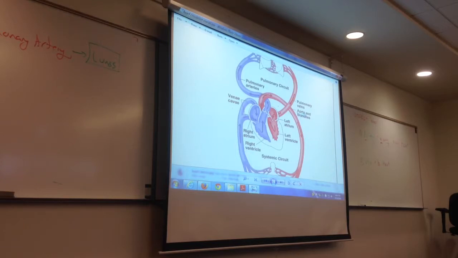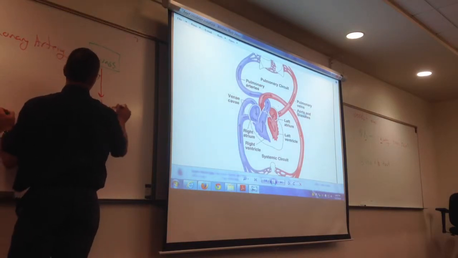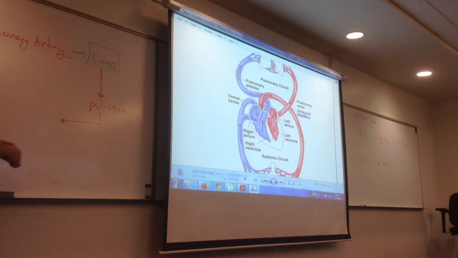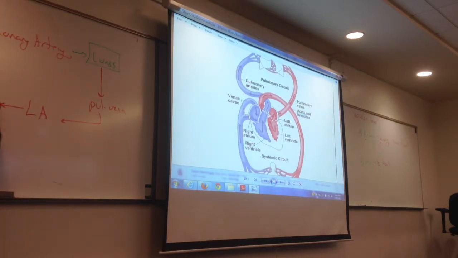I got to get back to my heart for the next round. So how am I going to get back to my heart? Pulmonary vein. That's going to put it into a chamber. What chamber receives the blood? Left atrium. LA. Next one is what? Left ventricle. Which tube's next? Aorta. Which is an artery.